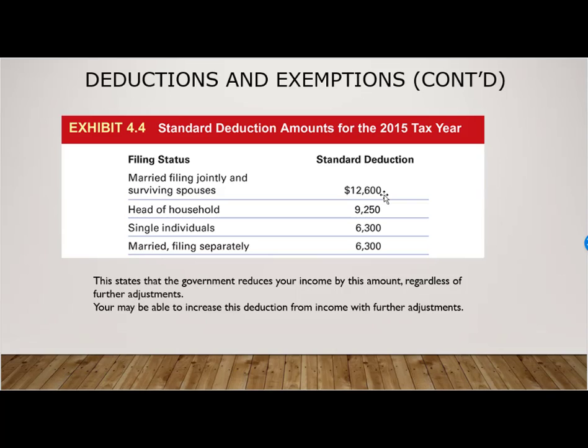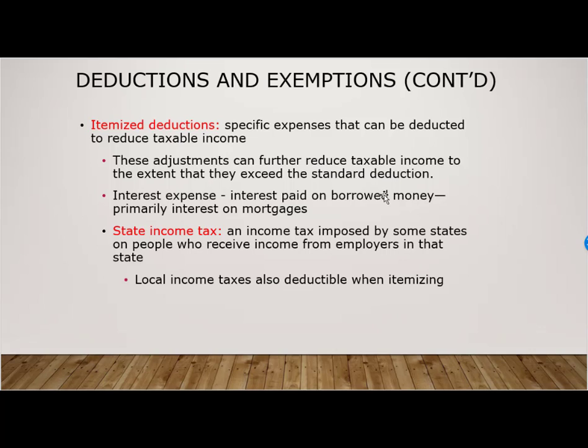What happens though if you have more than $12,600 worth of deductions? You can then take what are referred to as itemized deductions. But you start with 12,600. So if your itemized deductions do not exceed $12,600, then you just take the $12,600. If not, you adjust and take the itemized deductions.